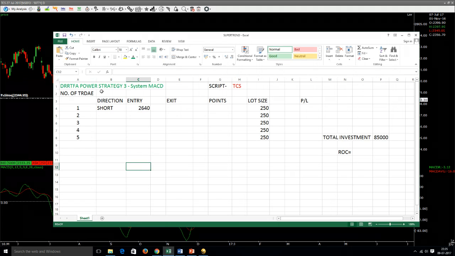This is our Excel sheet, system 3 MACD, and the lot size of the TCS is at present 250. And you need approximately 85,000 rupees of capital to trade with one lot of MACD examples on TCS. TCS derivative contract, basically the future contract.